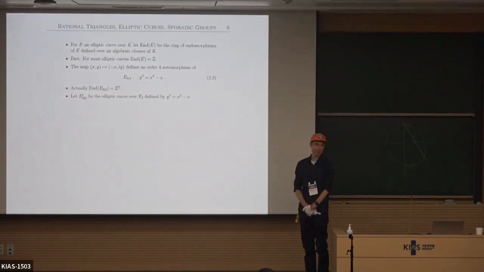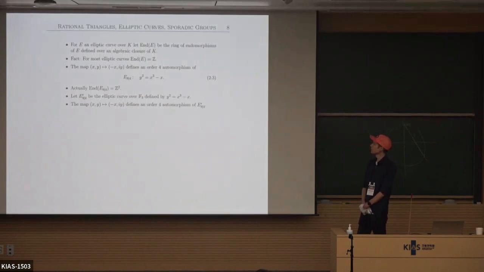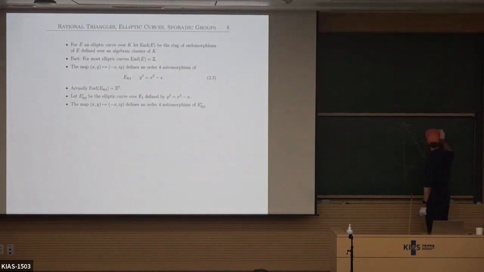It's a fun fact that if you work not over Q but over the field of 3 elements, then you get a little bit more symmetry. Or you still have this order 4 automorphism. So what does i mean if we're working over F3? Yeah, so x squared plus 1 is irreducible over F3.